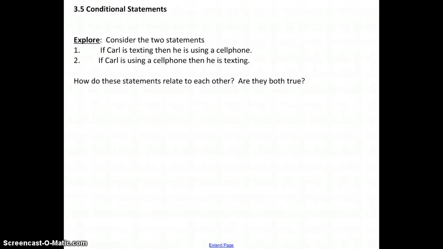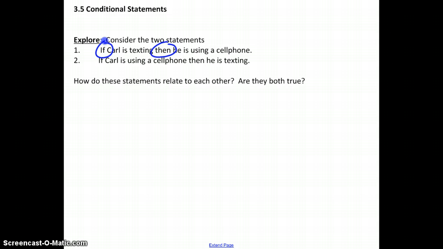So today we're continuing on with section 3.5, conditional statements. Let's start by just looking at this statement. If Carl is texting, then he is using a cell phone. How is this a conditional statement? If and then. Good. So the if and then makes this a conditional statement.